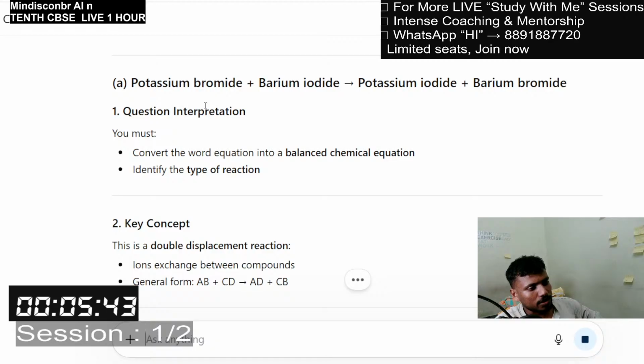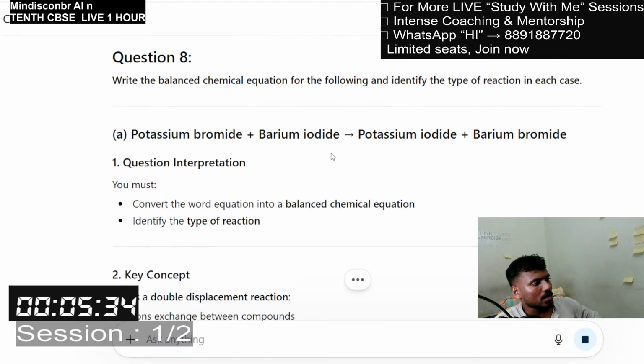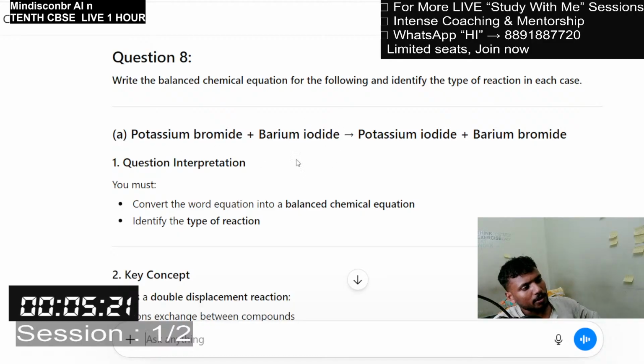First one is potassium bromide plus barium iodide gives potassium iodide plus barium bromide. This is an example for a double displacement reaction because exchange of ions between the two compounds occurs here. From potassium bromide, bromide goes to barium, and from barium iodide, iodide goes to potassium. So potassium iodide and barium bromide are formed, an example for a double displacement reaction. And the potassium iodide formed is a yellow precipitate. This is also an example for a precipitation reaction.